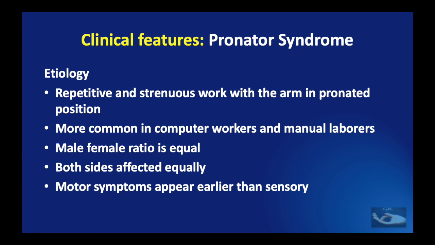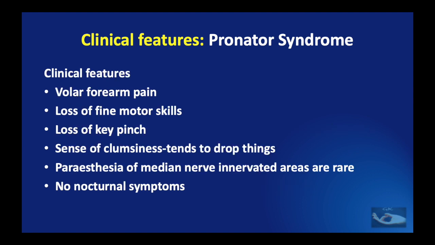The male-female ratio is equal and both sides are affected equally, but the motor symptoms appear earlier than the sensory symptoms. The patient usually presents with volar forearm pain, loss of fine motor skills, loss of key pinch, and a sense of clumsiness tending to drop things after holding them, and paresthesia of the median nerve innervated areas, which occur quite later in the progression of the disease. There are usually no nocturnal symptoms.